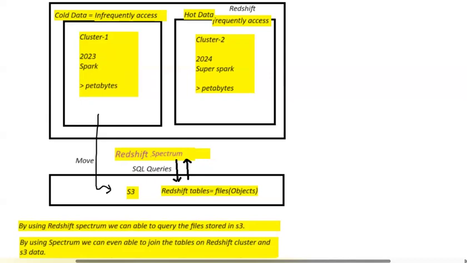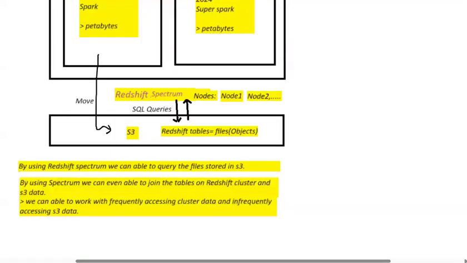Actually, Redshift Spectrum nodes are there. Your Redshift Spectrum can query or process your scanned data under S3 by using nodes. Who creates these nodes? AWS will create these nodes. We don't even need to manage these nodes, and we don't need to provide clusters for these nodes. AWS provides them. We just use this feature of Redshift Spectrum.